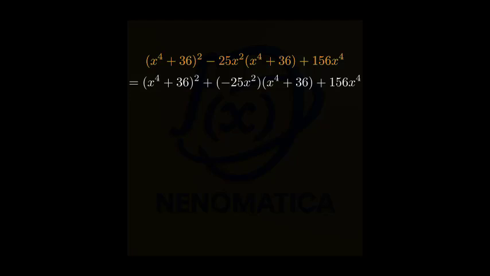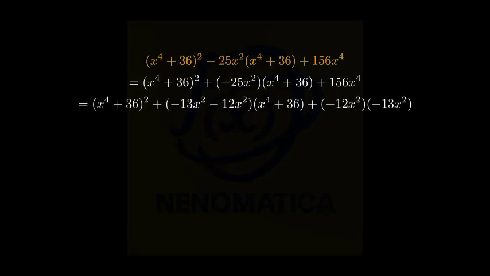Next, we'll look at the term -25x^2. We can factor this as -13x^2 - 12x^2. So our expression becomes (x^4 + 36)^2 plus the product of (-13x^2 - 12x^2) and (x^4 + 36), plus the product of -12x^2 and -13x^2. Now, we'll use a clever grouping. We can write this as the product of (x^4 + 36 - 12x^2) and (x^4 + 36 - 13x^2).